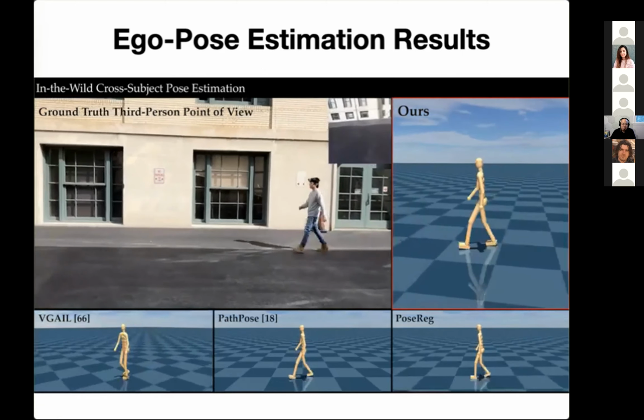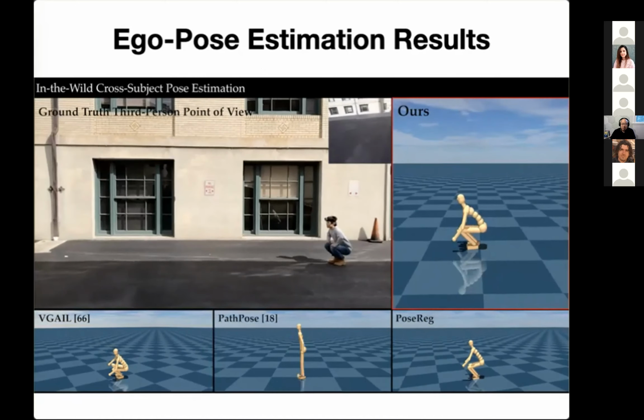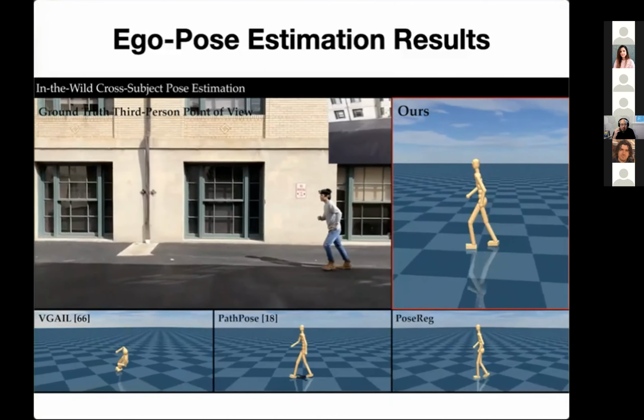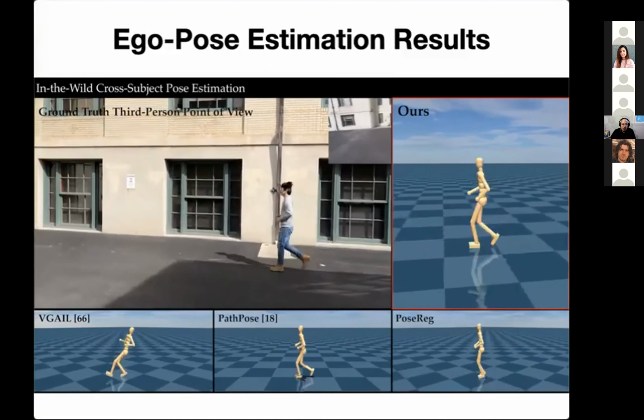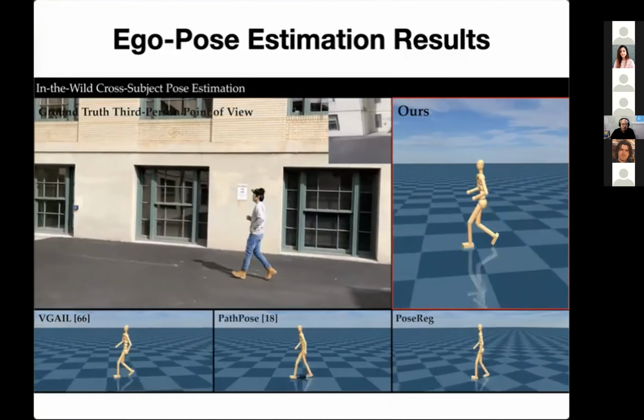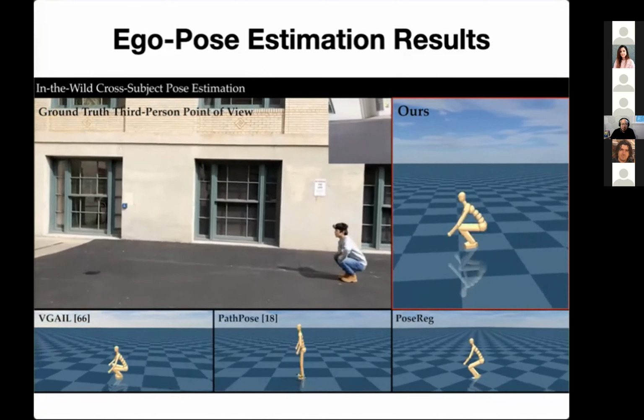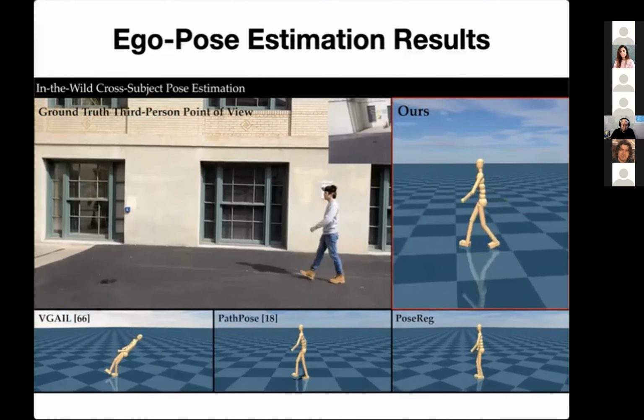Top left, what we have is just a reference third person point of view. We do not use this as input. And on the right-hand side, we have the output of our algorithm. You can see that it's doing a pretty good job estimating what the person is doing, even though you can't even see the person in the egocentric video.